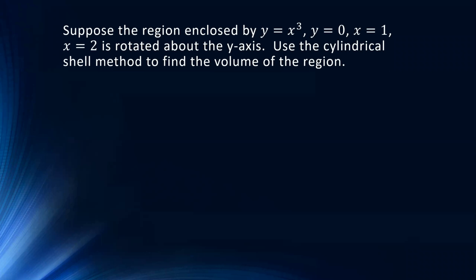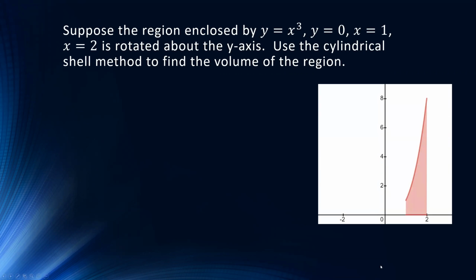All right, suppose you have the region bounded by y equals x to the third, y equals 0, x equals 1, and x equals 2. Okay, now that looks like that: x equals 1, x equals 2, y equals x to the third, and y equals 0 down here. We are going to rotate that about the y-axis.